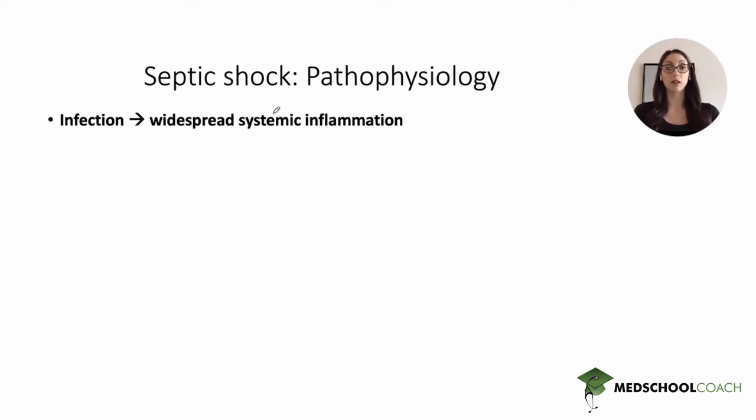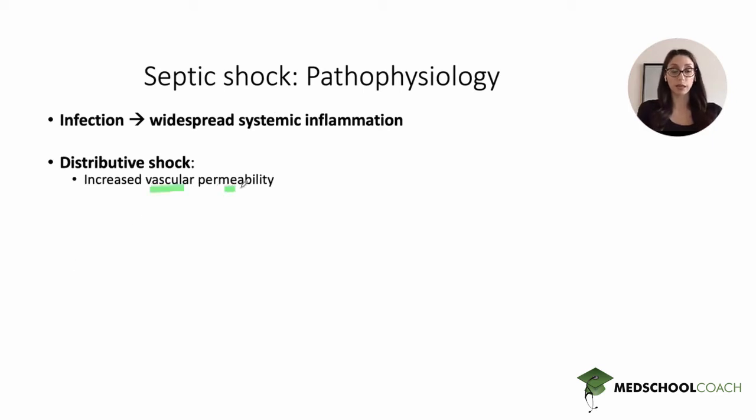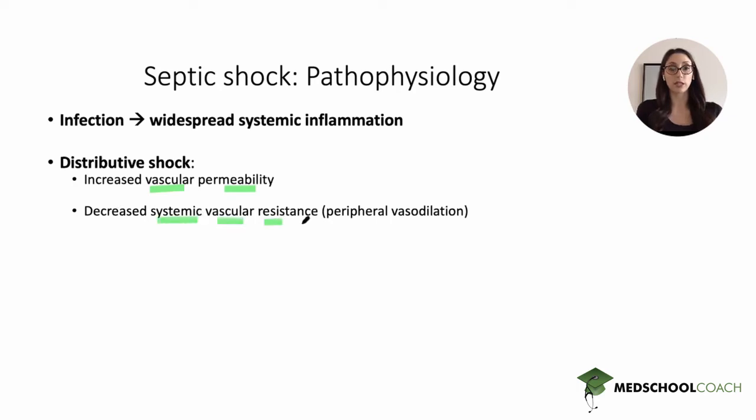And remember that there are different types of shock. There's distributive shock, cardiogenic shock, obstructive shock, and hypovolemic shock. And septic shock falls under the category of distributive shock. So distributive shock is characterized by increased vascular permeability in combination with decreased systemic vascular resistance due to peripheral vasodilation. And this is going to be manifested on our physical exam by warm extremities, for example. So distributive shock is characterized by increased vascular permeability and decreased systemic vascular resistance.